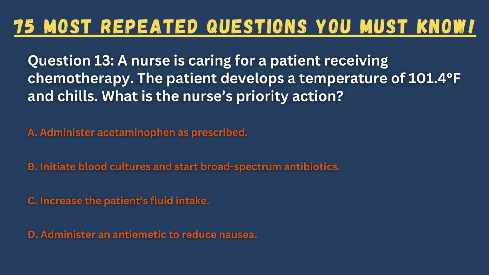Question 13. A nurse is caring for a patient receiving chemotherapy. The patient develops a temperature of 101.4 degrees Fahrenheit and chills. What is the nurse's priority action? A. Administer acetaminophen as prescribed. B. Initiate blood cultures and start broad-spectrum antibiotics. C. Increase the patient's fluid intake. D. Administer an antiemetic to reduce nausea.